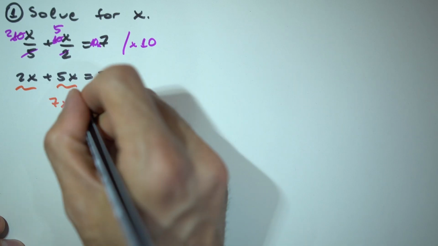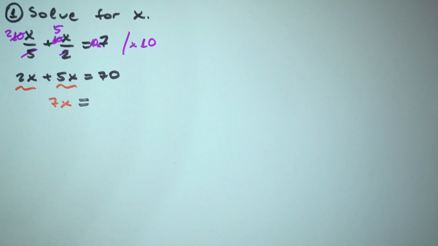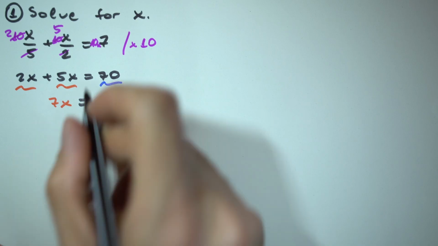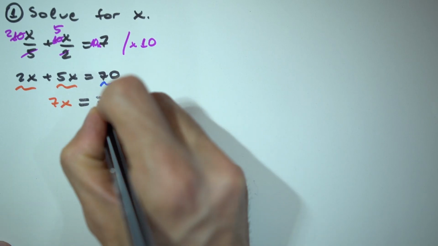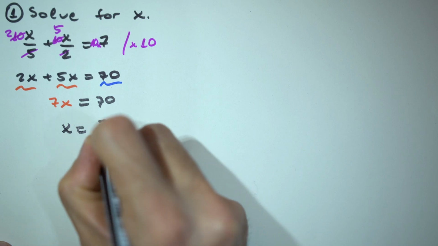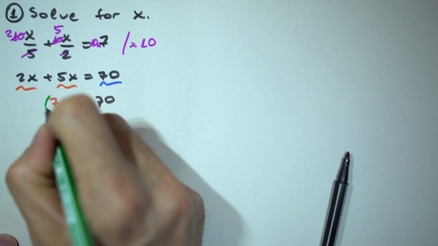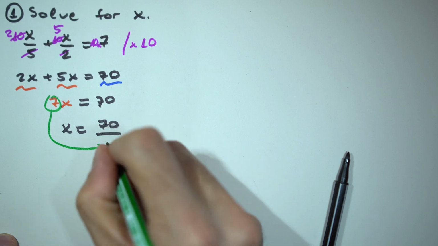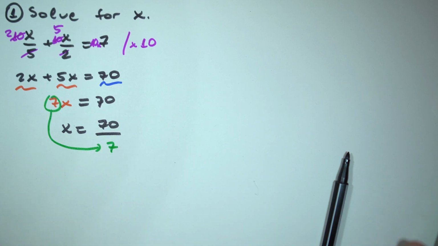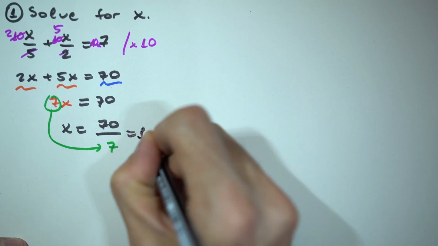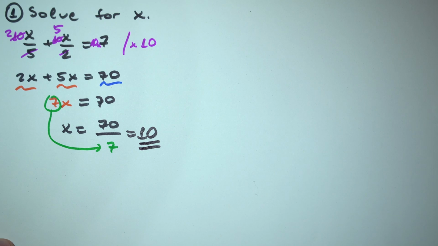And this equals the known numbers. We have only one known number, so it is quite simple. In this case, 7x equals 70, or x equals 70 divided by the coefficient in front of x, which is 7, or x equals 10. This is our answer, but we are not done.